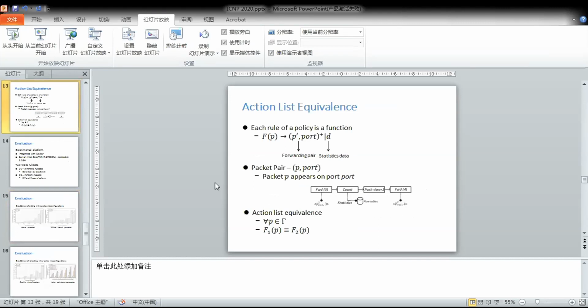Finally, we will show how to decide whether two complex action lists are equivalent or not. We abstract each rule of one policy to a function. For example, given bucket P that hits this rule in the input, this function will generate zero or more bucket pairs and some static data. We define the bucket pair as bucket P appearing on the corresponding point. From this, we can simply define the notion of action list equivalence. Two action lists are equivalent if and only if they can generate the same output with any input bucket.